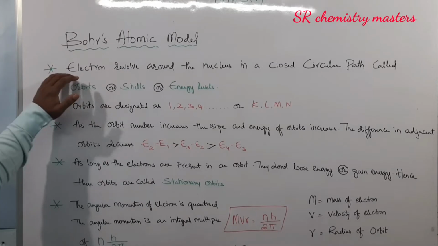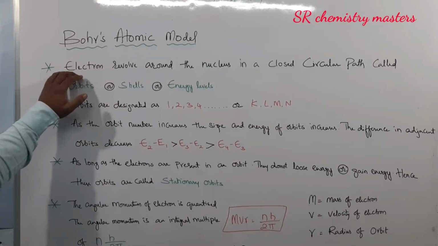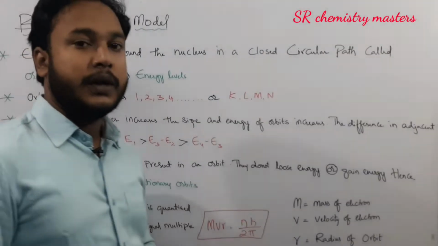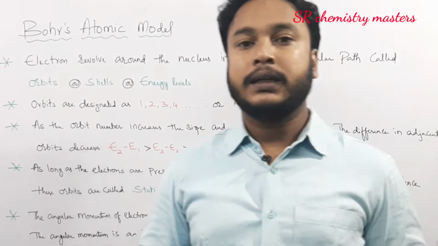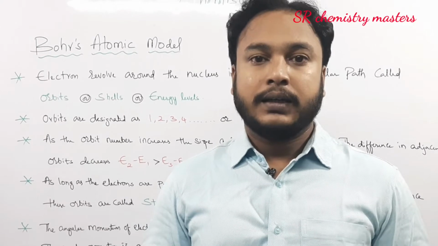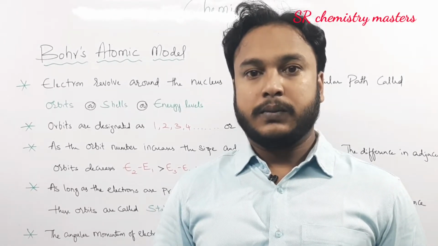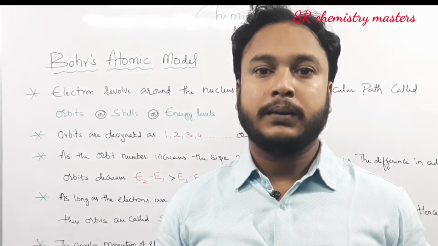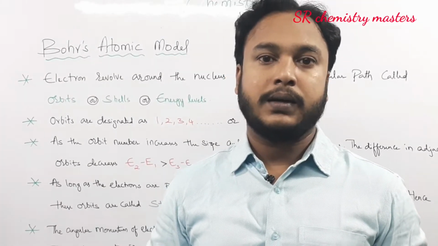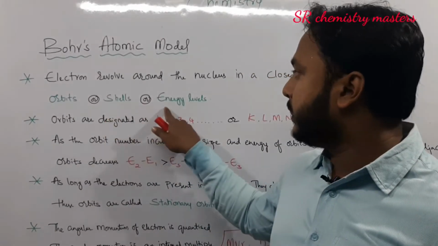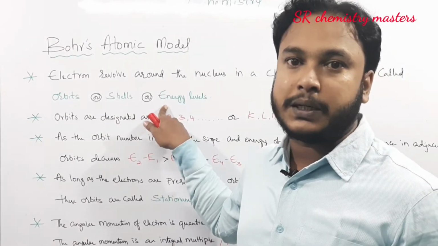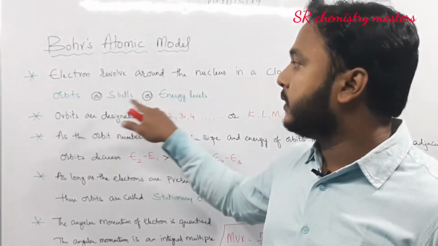The first postulate under Bohr's atomic model is that electrons revolve around the nucleus in a closed circular path called an orbit, shell or energy level. If you have seen the Rutherford atomic model, Rutherford compared his atomic model to the solar system. He said that similar to the solar system, the nucleus is at the center of the atom and the electrons revolve around the nucleus in a circular path, and that path is known as an orbit, shell or energy level. Remember, the electron will revolve around the nucleus in a closed path which is known as an orbit, shell or energy level.